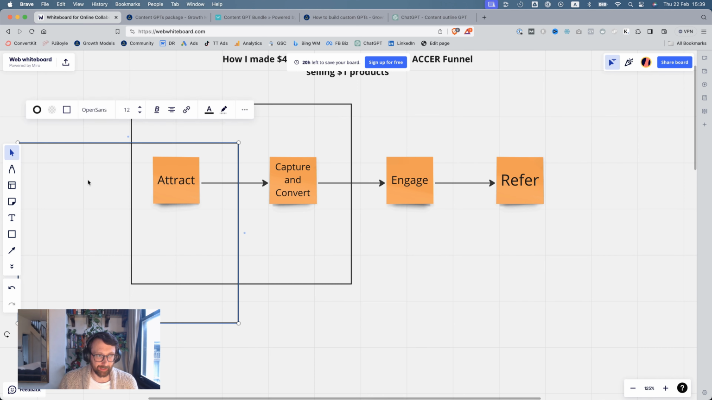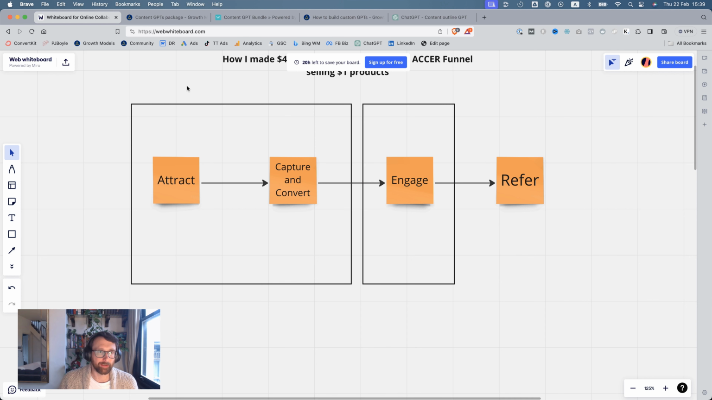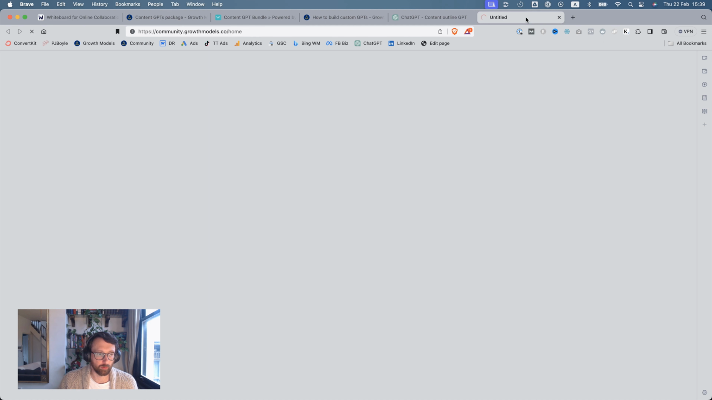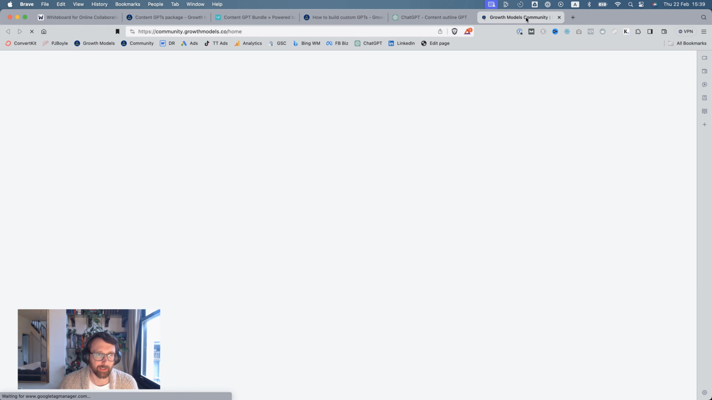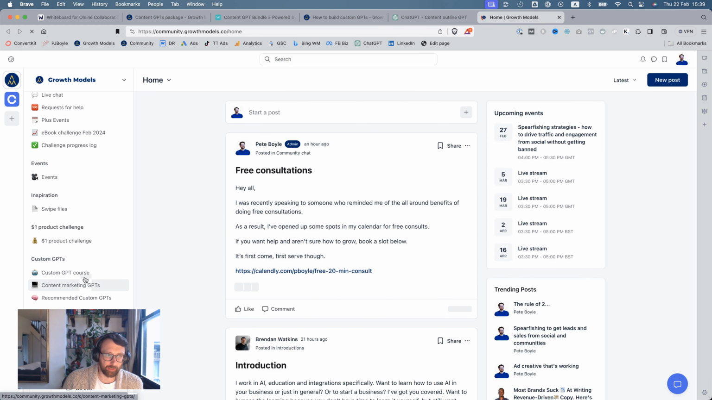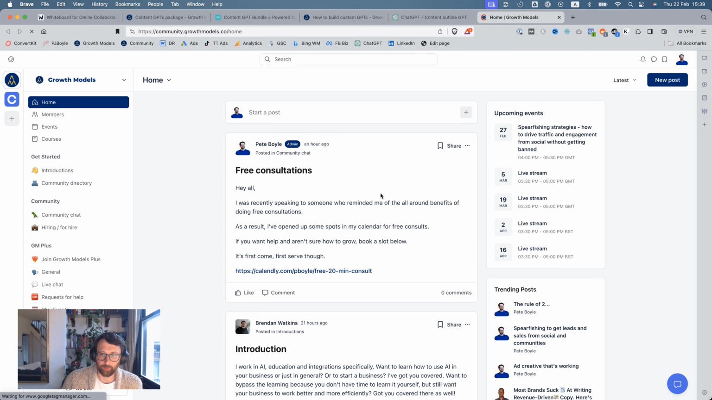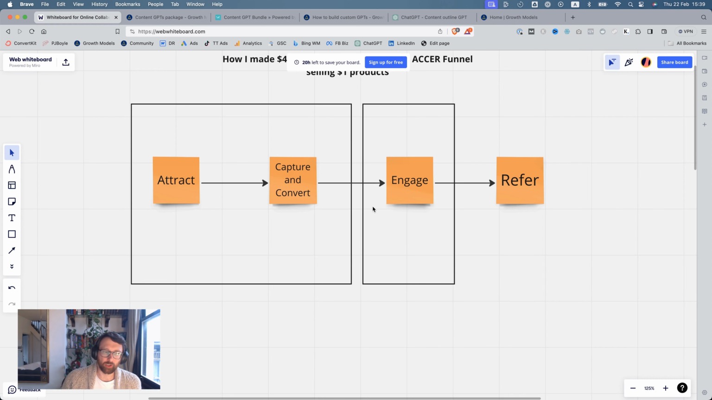So in this case, for me, the engagement and making sure that people got the value from it is in our community. So there's a private community for, there's links down below. There's free and paid in this. But essentially, when somebody buys that course, they get added to the community, and you can see the courses are down here. We've got the $1 product challenge, we've got the custom GPTs, and then they can engage with the community and get even more value from other people in there, and get live events and all of this sort of stuff. That's where I'm engaging them to make sure that they get the most value. If they have problems with it, they can ask in there.